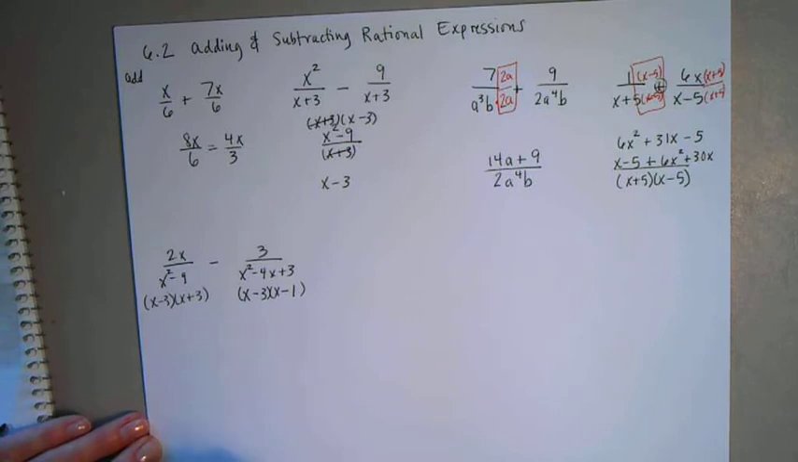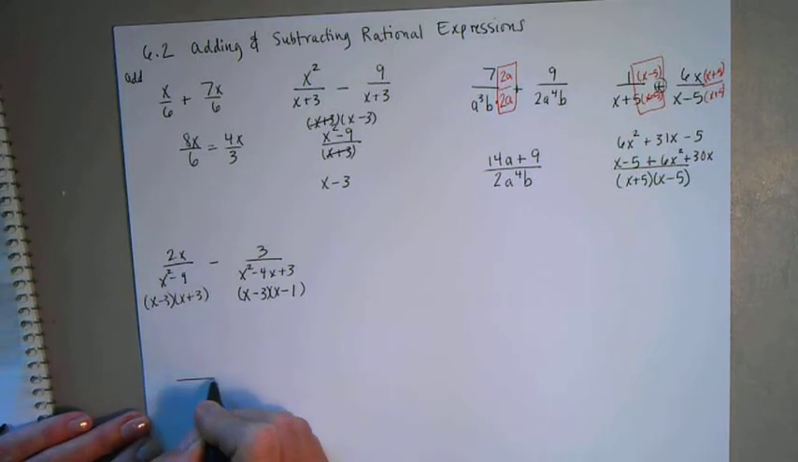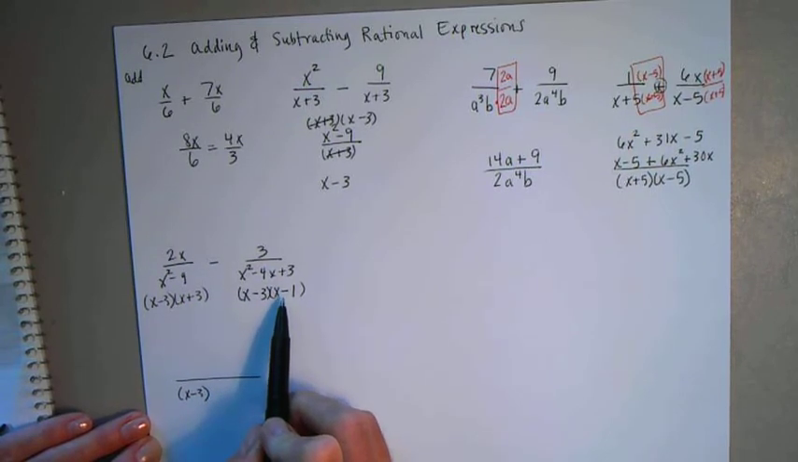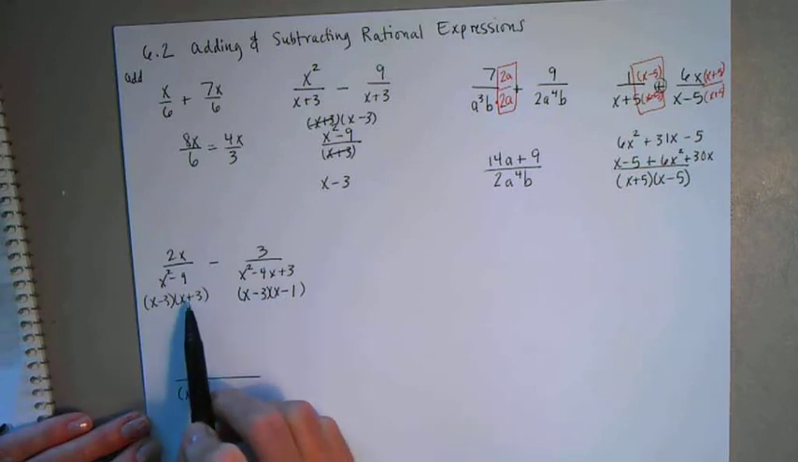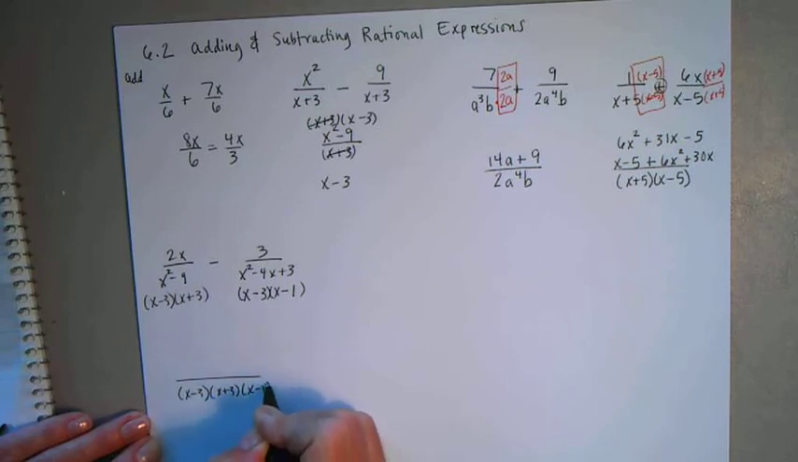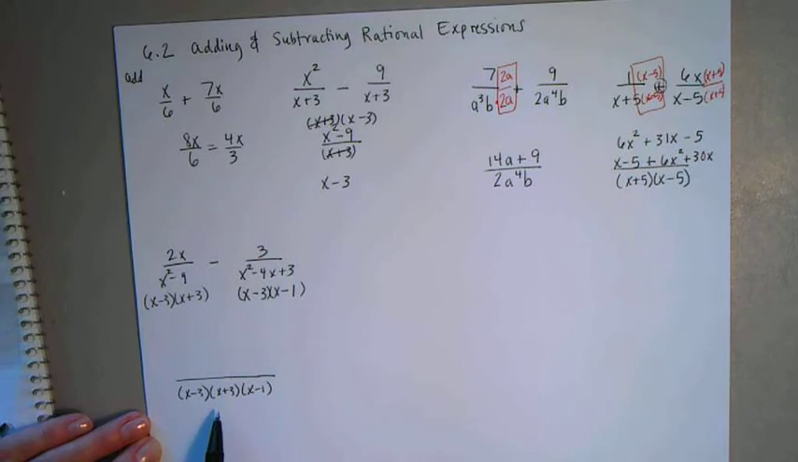Now, what I see is that they both have x minus. They have that in common, so that's clearly in our common denominator. But this one has x plus 3, and this one has x minus 3. So the only thing I can do is use all three of those binomials, x minus 3, x plus 3, and x minus 1, in my common denominator. So again, I begin by figuring out the common denominator and writing it in my answer.